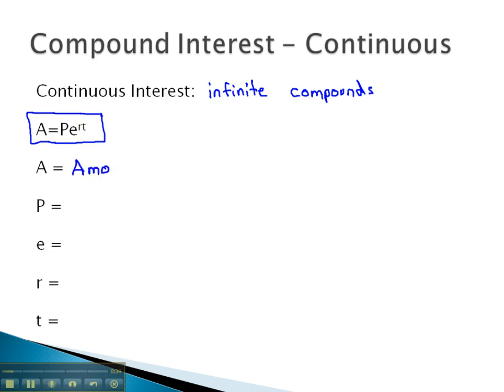A stands for the final amount in the account, and P stands for the principal, which is the fancy bank word for the starting amount.